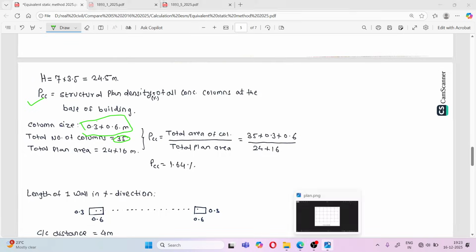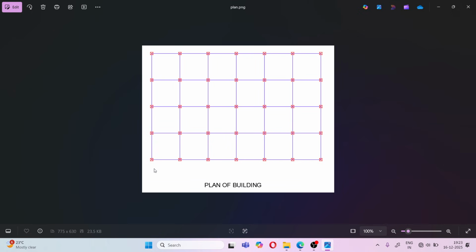So if you see this plan, this is basically X direction. Plan is 24 meter, and in Y direction it is 16 meter. That means each bay the distance is 4 meter. 1 2 3 4 5 6, 6 bays are there. 6 into 4, 24 meter. In Y direction 1 2 3 4 bays are there. 4 into 4, 16 meter.